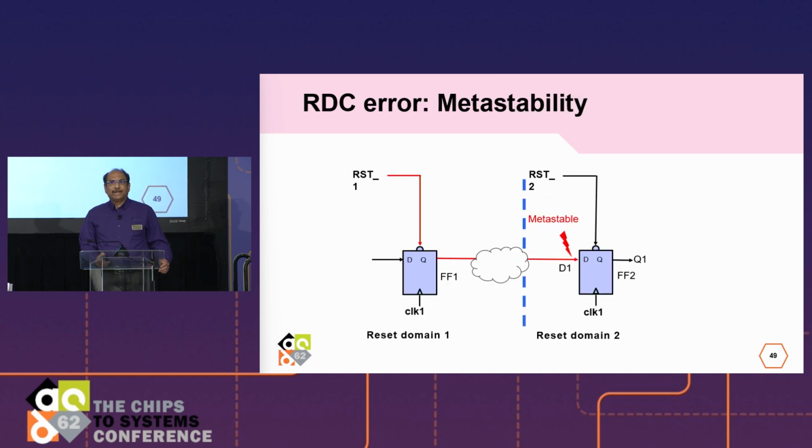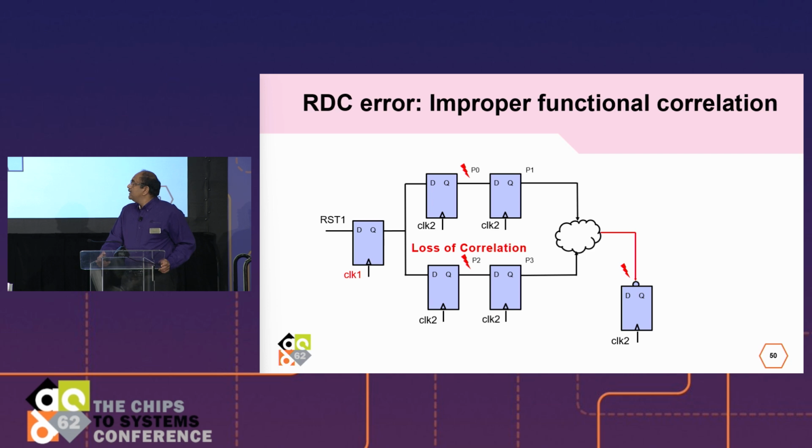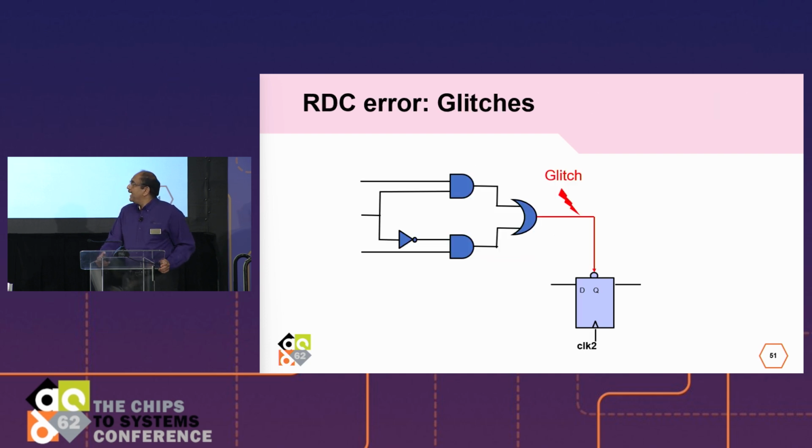Let's quickly look at some of the types of errors that can occur in reset domain crossings. First is metastability. Second is reconvergence of signals that are passing through synchronizers and then causing errors by combining. And third is glitch on an asynchronous reset that can cause functional failures.